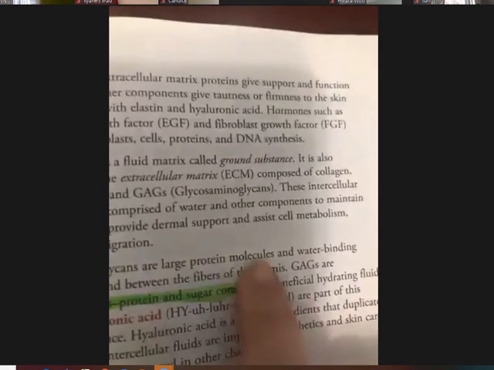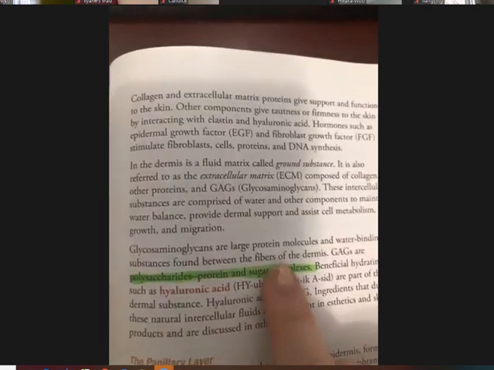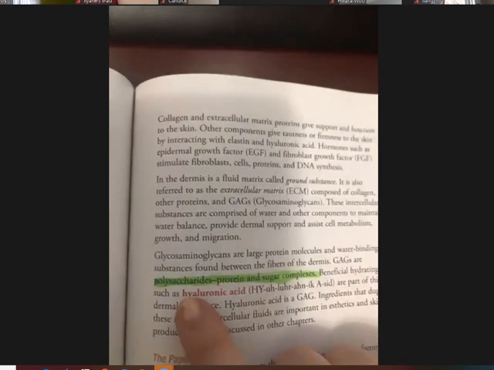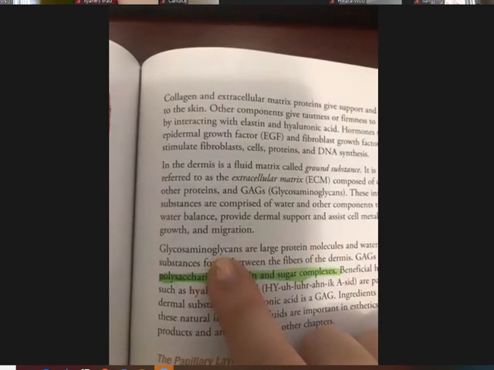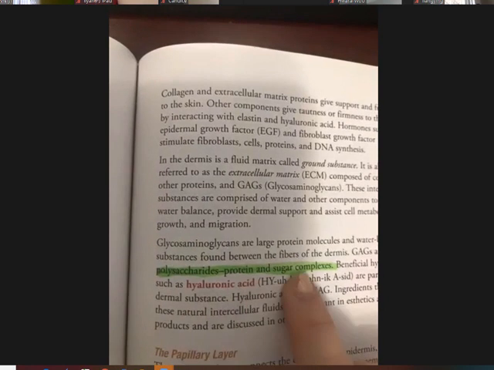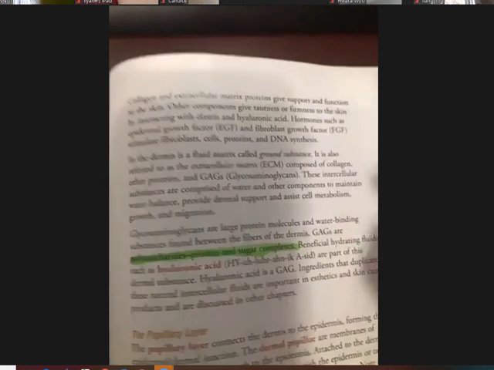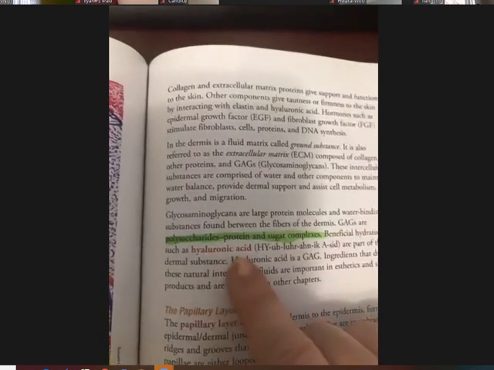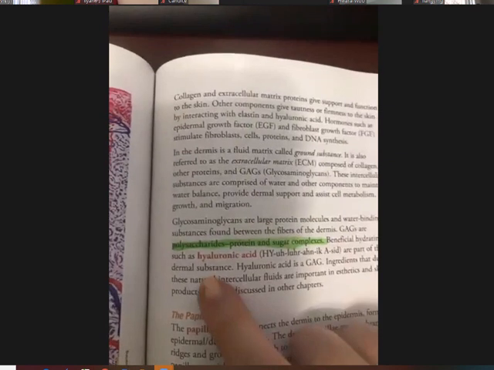Okay, glycosaminoglycans are large protein molecules and water-binding substance found between the fibers of the dermis. Okay, glycosaminoglycans or GAGs are polysaccharides, protein, and sugar. So this one itself is made out of protein and sugar complex. Okay, so they are molecules and water binding substance. Okay, so they are great for hydrating your skin. So hyaluronic acid is a beneficial hydrating fluid, a part of your dermis system.